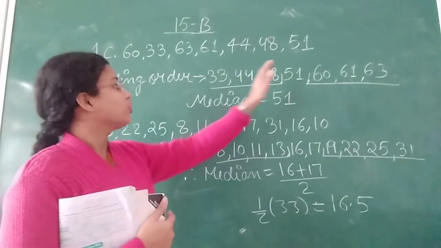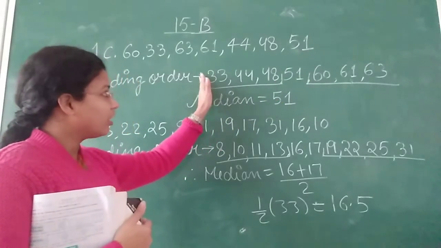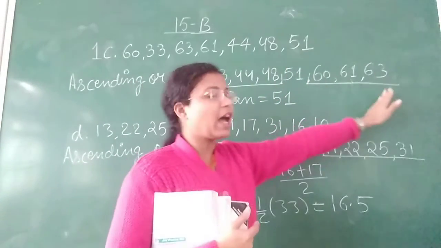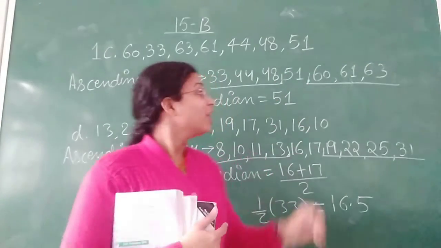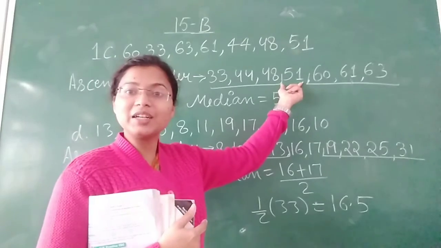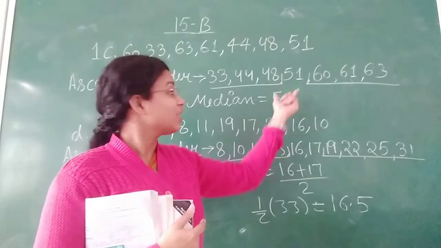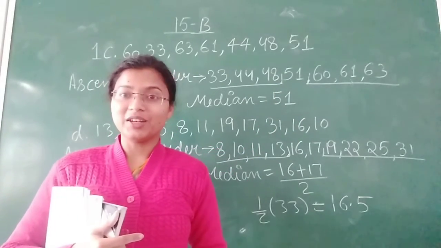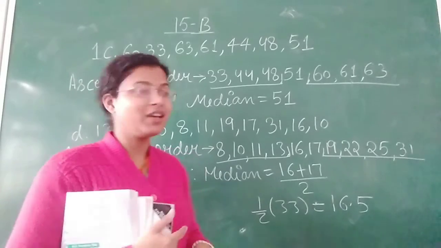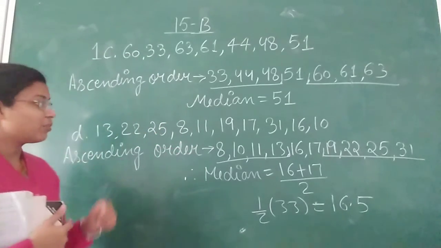So I am going to distribute them in 3 from the front and 3 from the back. What is the middle term? The middle term is 51. That means the median is 51. That is a very easy question. Now next question number D.